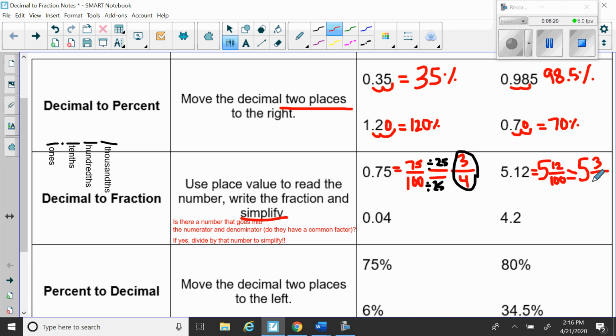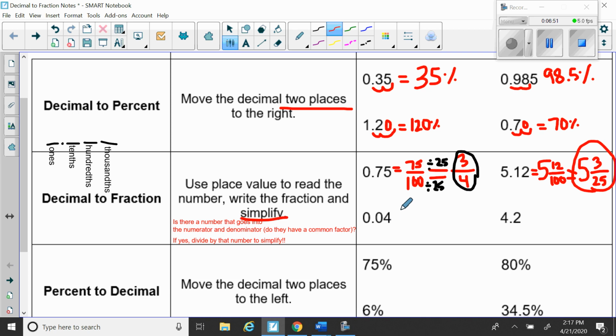And 100 divided by 4 is 25. So my simplified version of this fraction would be 5 and 3 over 25. Now, if you didn't see that 4 went into it right away and you divided these by 2, you would get 6 over 50. You'd see that those are both also even numbers, so we would divide by 2 again, and then you'd get to 3 over 25. So you would get there, it just takes an extra step if you don't do the greatest common factor the first time, okay?